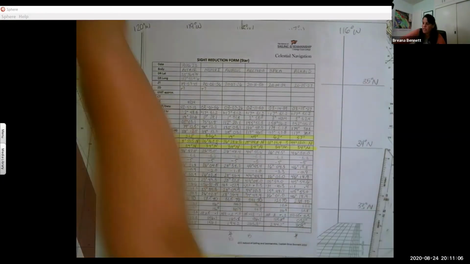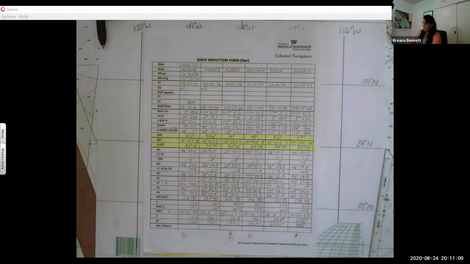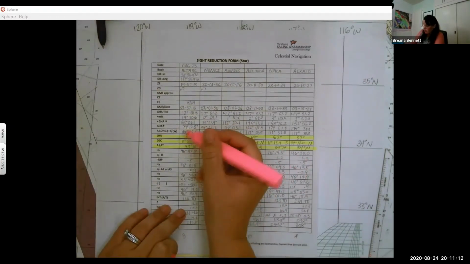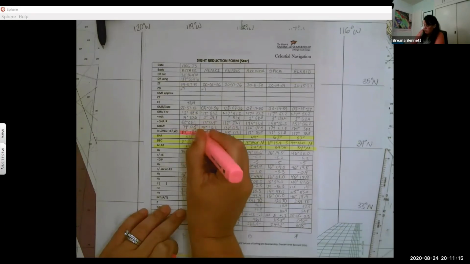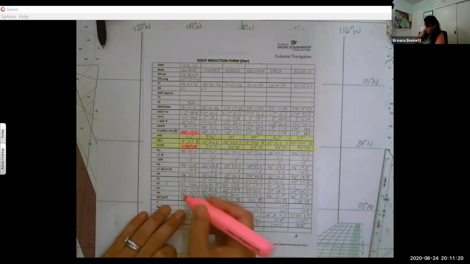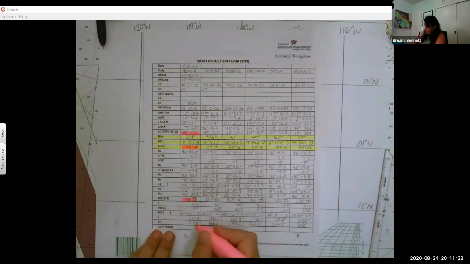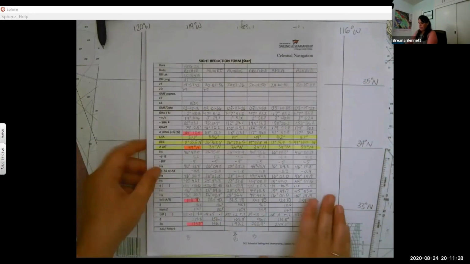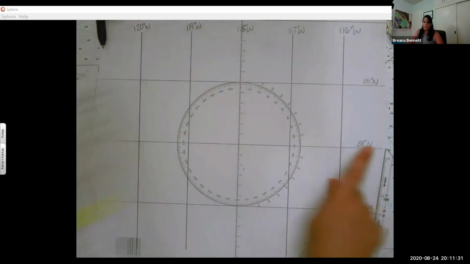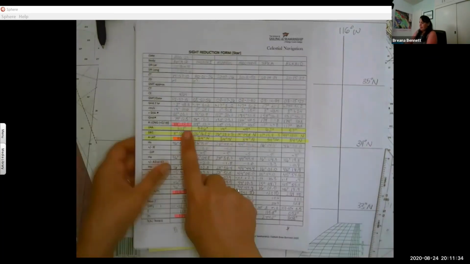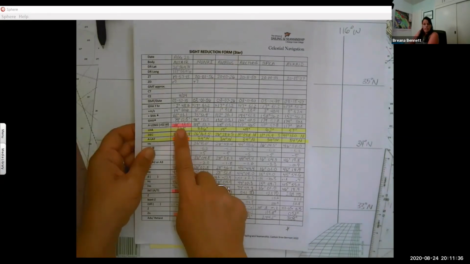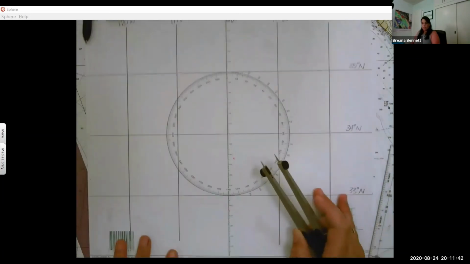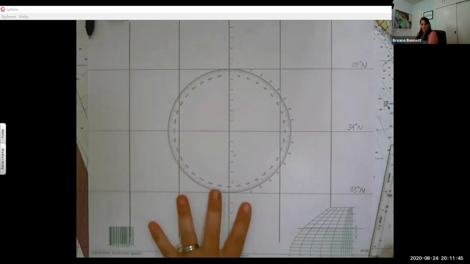So what we need to plot is our assumed longitude, assumed latitude, so we have our assumed position, and then our intercept and our ZF. So our first one is, they're all going to be along 34, and then our longitude is 118 12.5. So I'm going to use the scale down here.